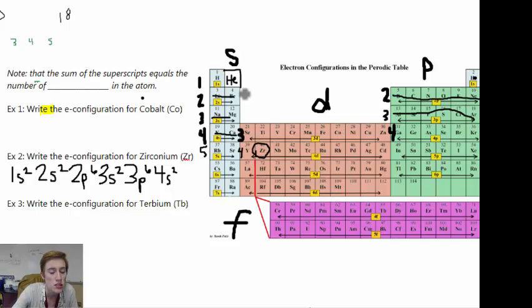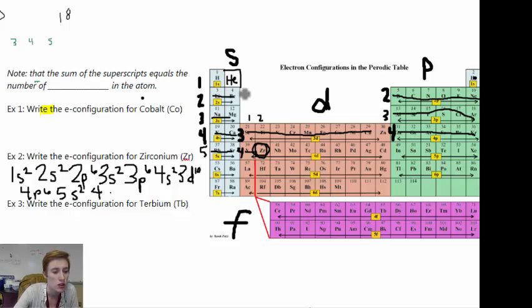Then it fills, notice again, you have to remember that you drop down to the 3. So it fills up all the 3Ds, so 3D10. And then I go to the 4Ps, so 4P6. And then I go to the 5S's, so 5S2. And then again, I'm at the 4D, remember, because the D's always drop down. So it's 4D, and I stop at 1, 2. I stop at the second column, so it's 4D2. And then now I know I'm done with my electronic configuration.